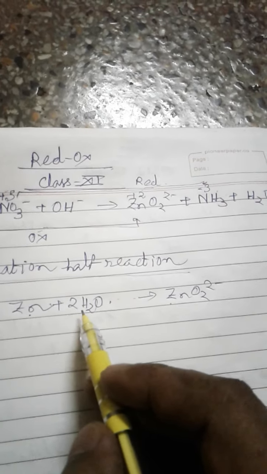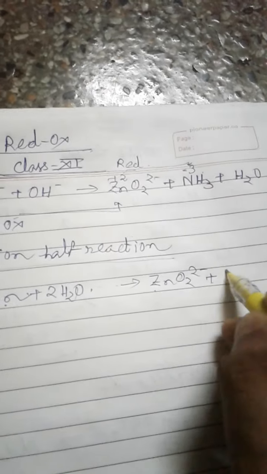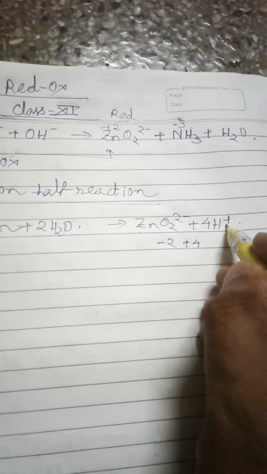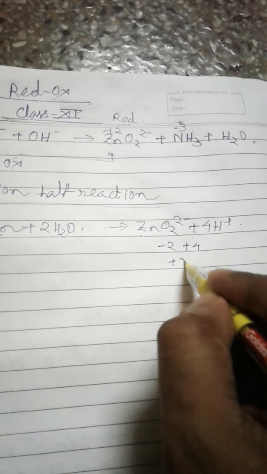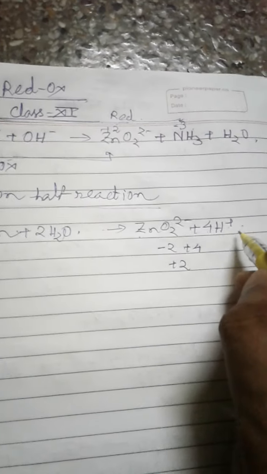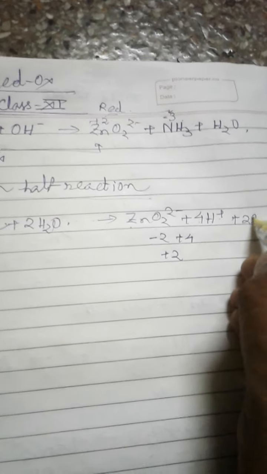To balance the hydrogen atoms we must write 4H plus on the right side, and now we should balance the charge. No charge is present on the left side, and on the right side it is minus 2 plus 4, so plus 2 charge is present. So to balance the charge we must write 2 electrons in the oxidation half reaction.